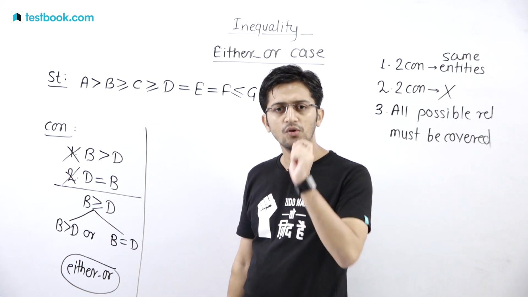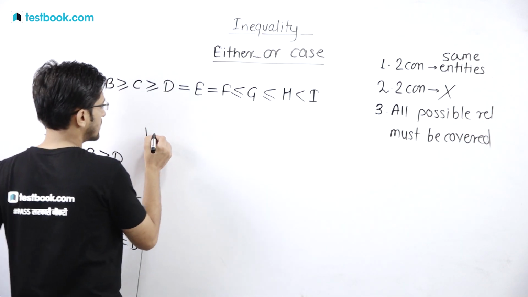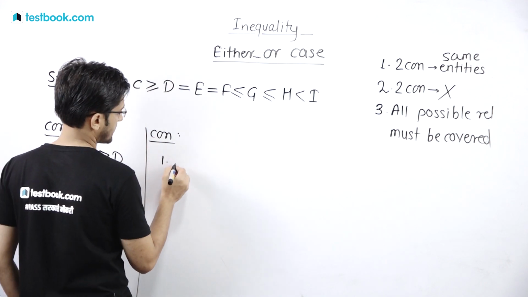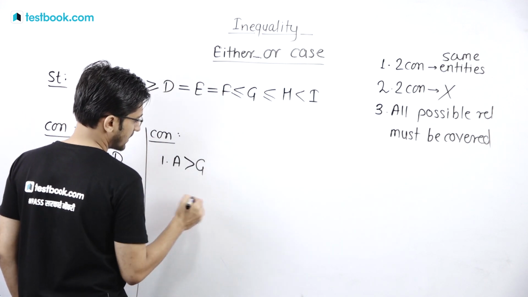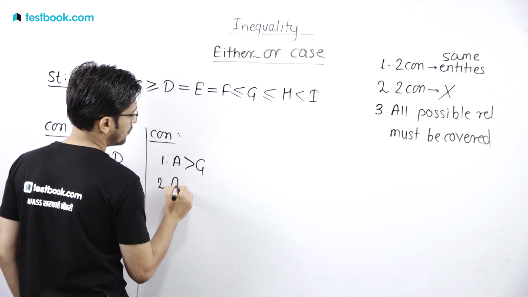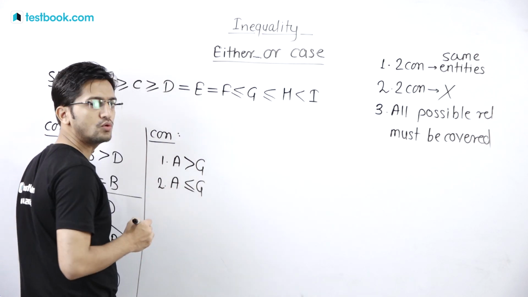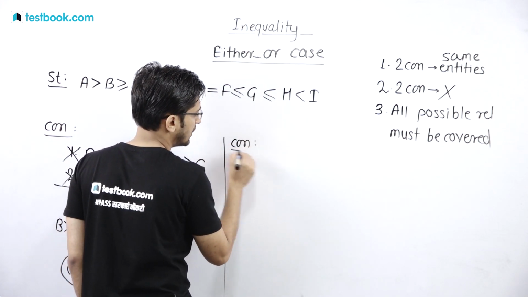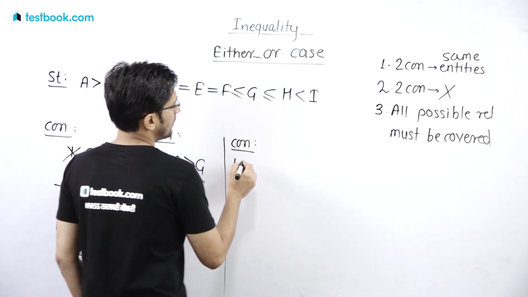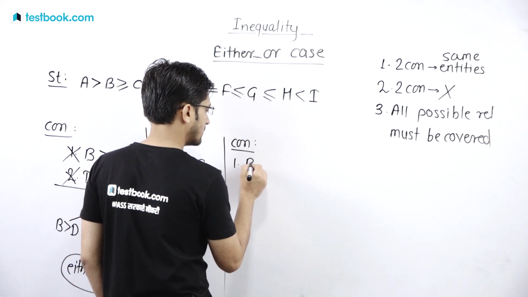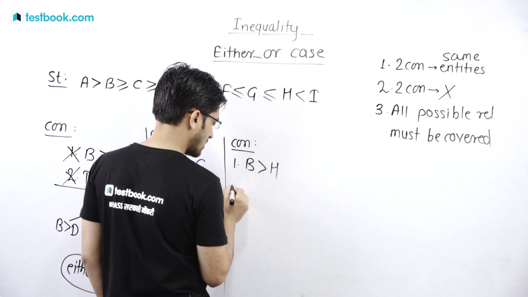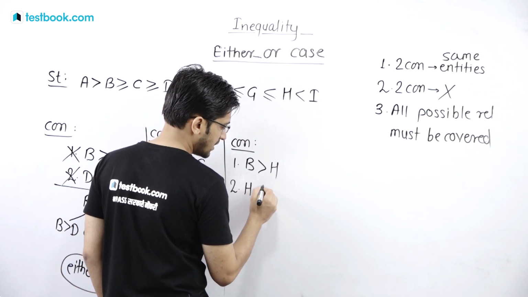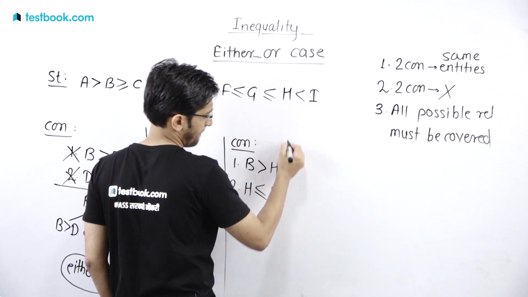Is it clear? Now we'll take 2 more sets of conclusions. The first conclusion in the second set is A is greater than G, and the second conclusion is A is less than or equal to G. The third set of conclusions is, the first conclusion is B is greater than H, and the second one is H is less than or equal to B.